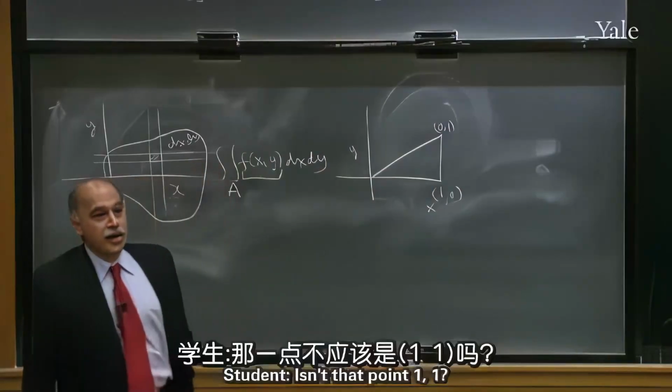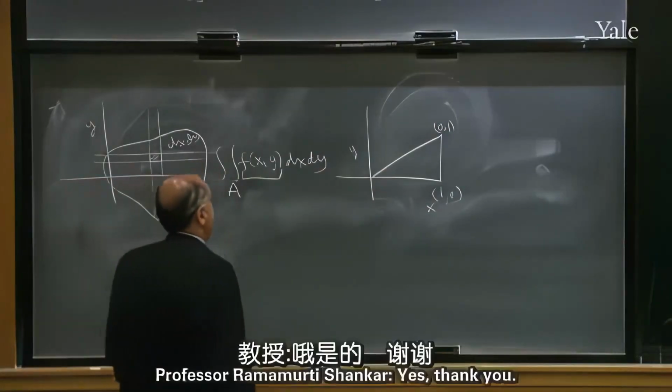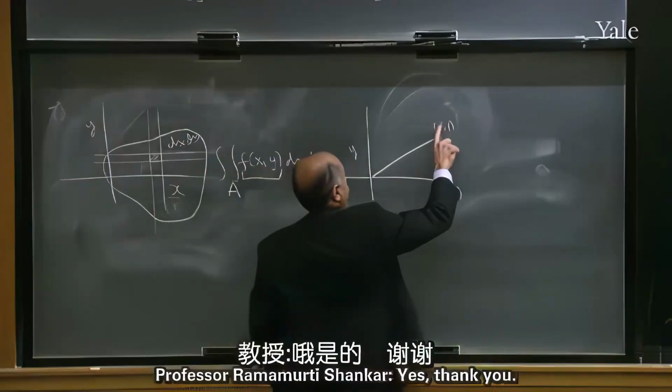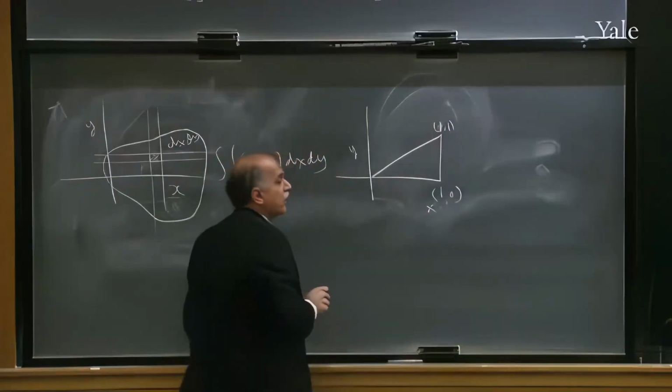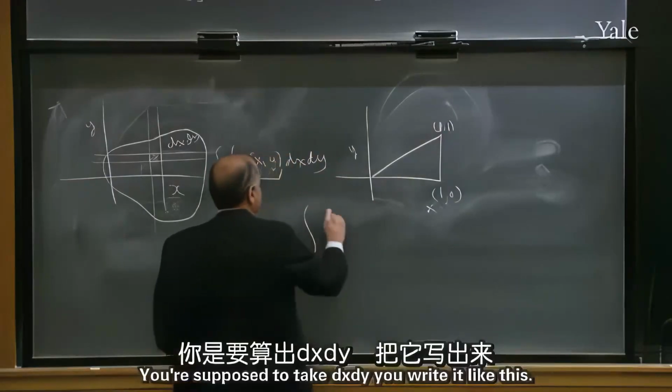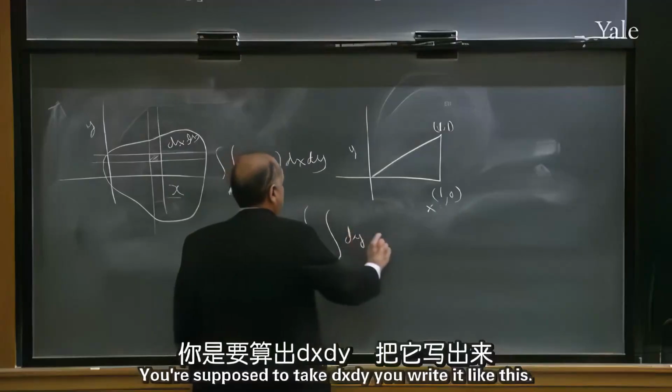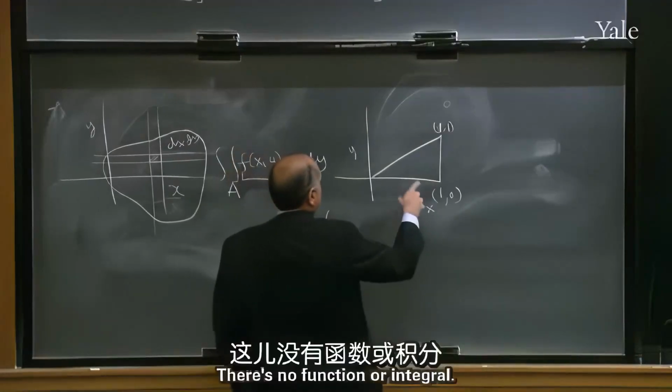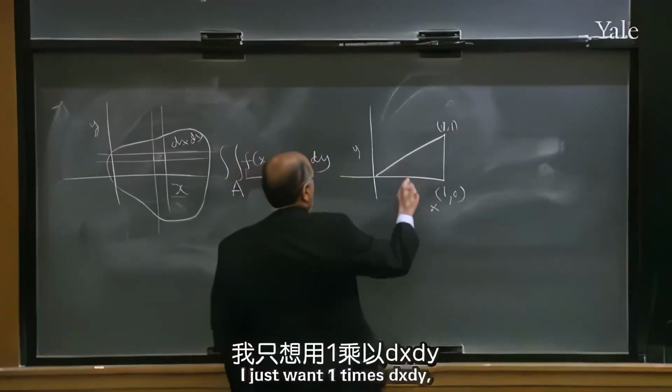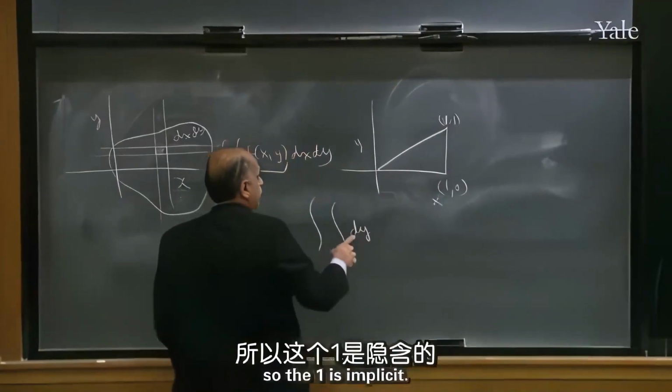Yes. Thank you. That point's 1, 1. You're supposed to take dx dy. You write it like this. There's no function to integrate. I just want 1 times dx dy. So the 1 is implicit.